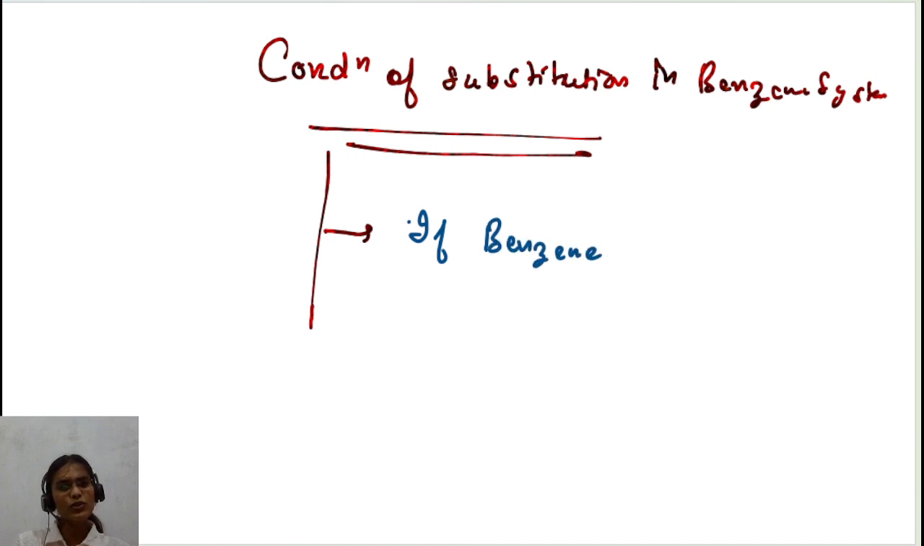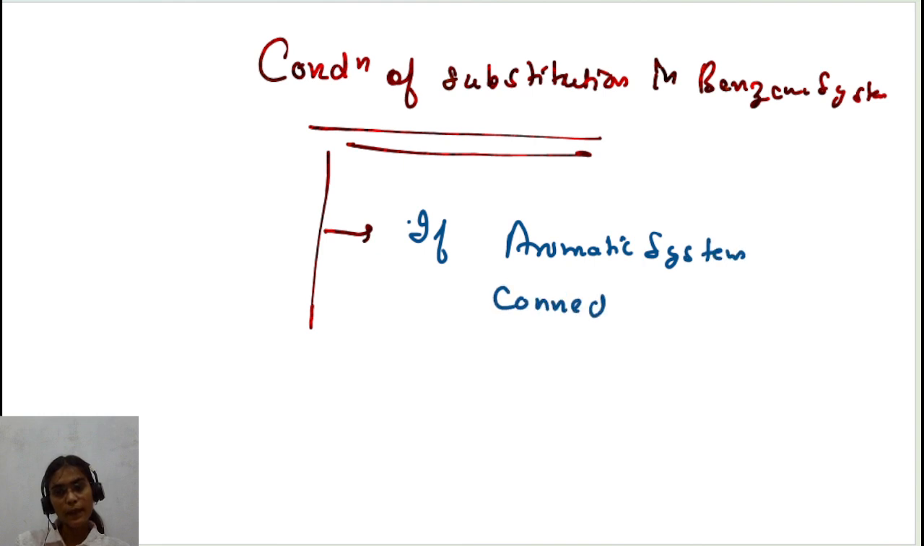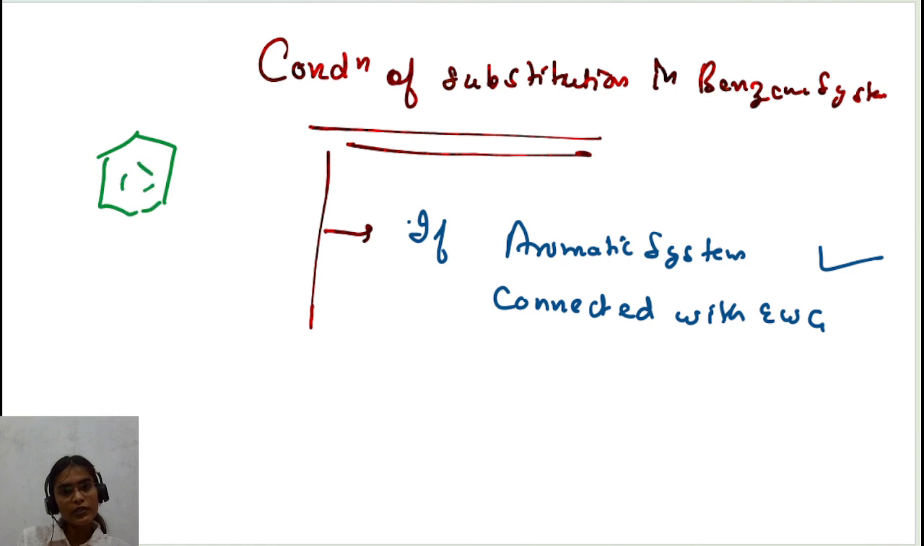if the benzene, or let's just use the aromatic system, if the aromatic system is connected with an electron withdrawing group, yes, it can participate. What is the meaning of this? For example, let's suppose this is chlorine. You know what a nucleophile is? A nucleophile is a donor. So the nucleophile says, I want to take chlorine. Benzene says, no, no, no, we can't allow you.